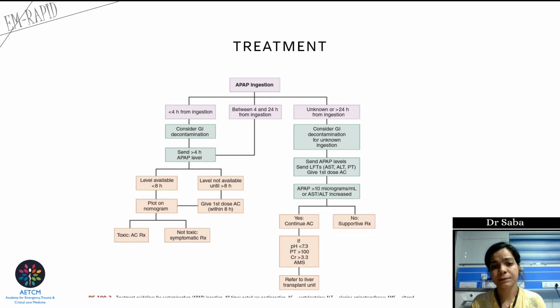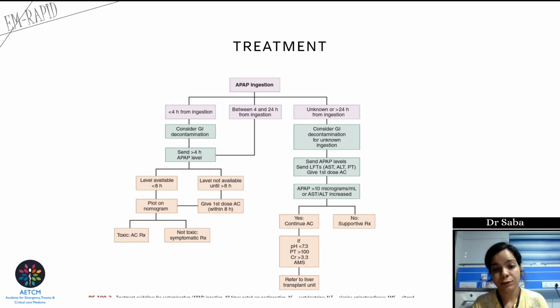But if the patient comes after 4 hours of ingestion, then we won't delay much time with the whole GI decontamination. We will just straight away send for paracetamol levels to measure the acetaminophen concentration in the body, and then we'll follow the same algorithm. But if the ingestion time is not known, then we will do everything. That is, we will do GI decontamination, and then we will send for all lab investigations, including LFTs, and we also send samples to check for the acetaminophen concentration, and also we give the first dose of N-acetylcysteine.